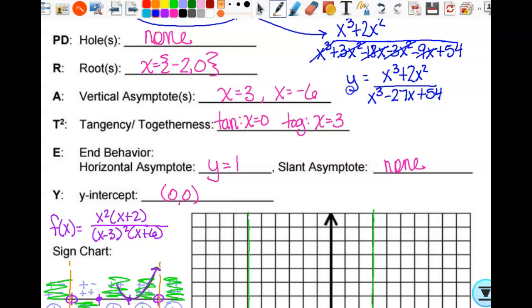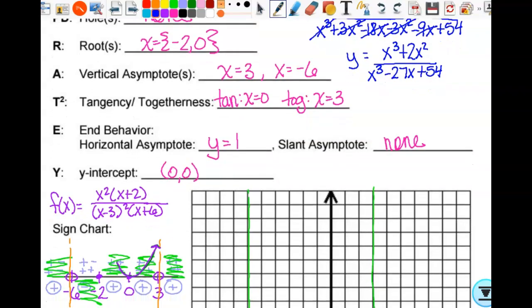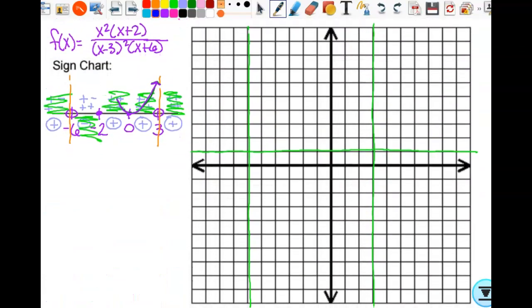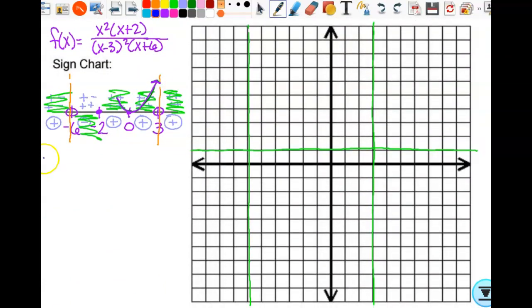So this is the y equals that I'm going to use down there to test that. Why? Because algebra. You got to know how to multiply your functions together. I don't have time to reteach that. Okay, so let's rewrite that down here. And I get y equals x cubed plus 2x squared over x cubed minus 27x plus 54.